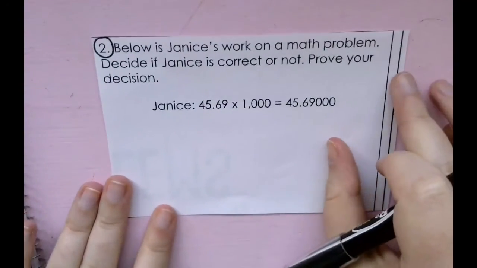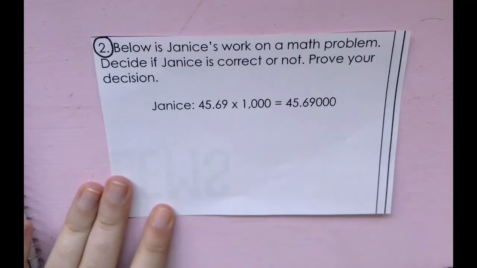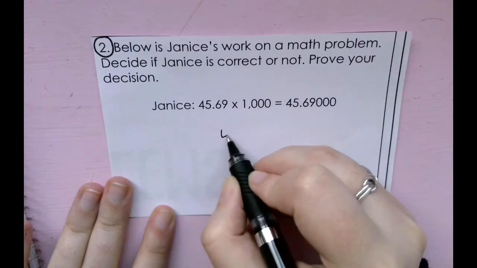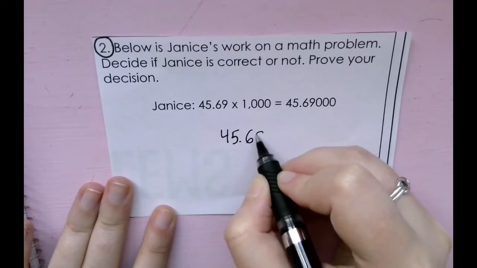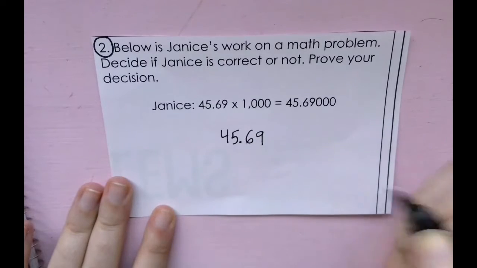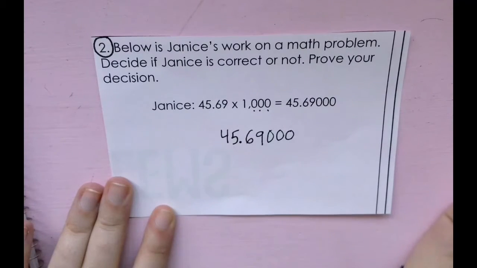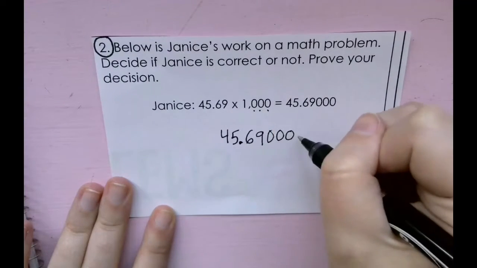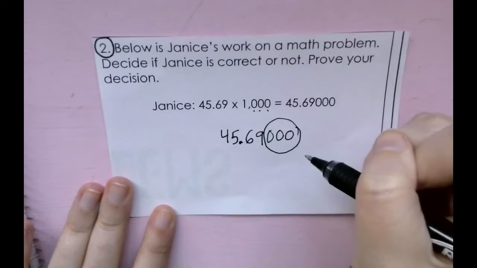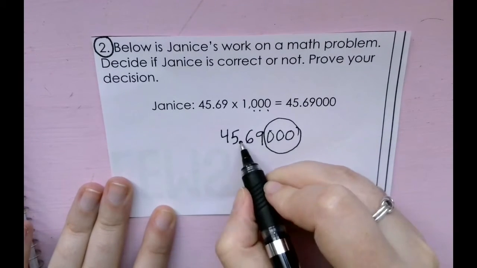Next one I have for you, I want you to try to do this one. It says, below is Janice's work on a math problem. Decide if Janice is correct or not and prove your decision. Well, it looks like what she did was she said, well, we're multiplying by 1,000, which has 1, 2, 3 zeros, so I just add 3 zeros to the end. But we know that if it's after the decimal point, those zeros do not change the value of the number.